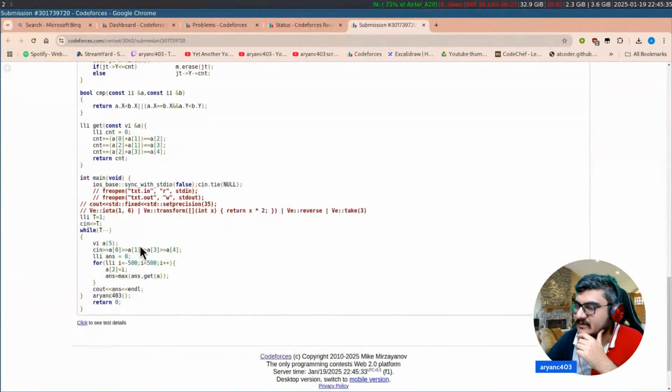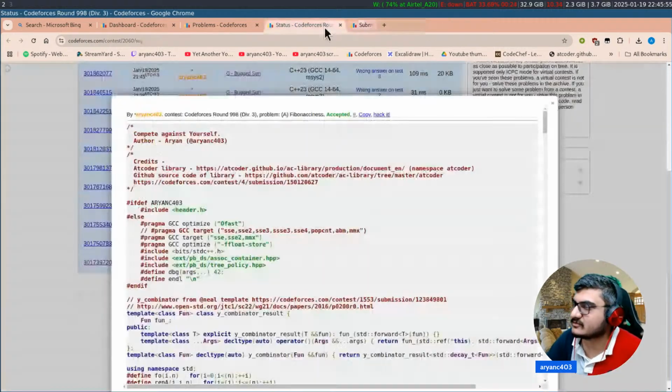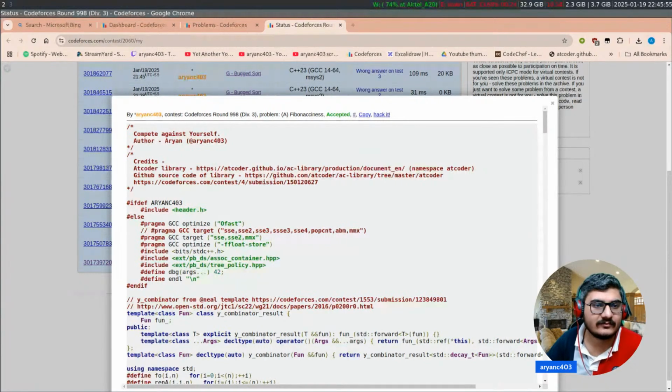So this was my submission. I have an array of 5 integers, and for A3 I try out all the values between minus 500 and 500 and take the maximum value, where get is the function which takes an array and counts the number of Fibonacci pairs, which is A0 plus A1 equal to A2, A2 plus A1 equal to A3, and so on. So essentially this was the solution. Any questions, anyone, before we move to the next problem?